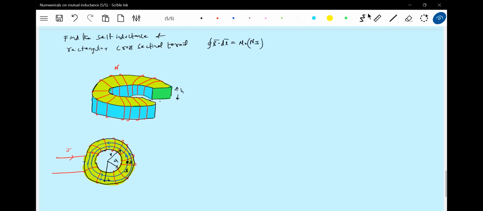Why N into I? So these many turns, 1, 2, 3, 4, 5, here is where the Amperian loop is assumed. So how many turns are enclosed? 1, 2, 3, 4, 5, 6, 7, 8. So N I is enclosed here. So this will become B bar into dl equals mu naught N I, so B times 2 pi R equals mu naught N I.